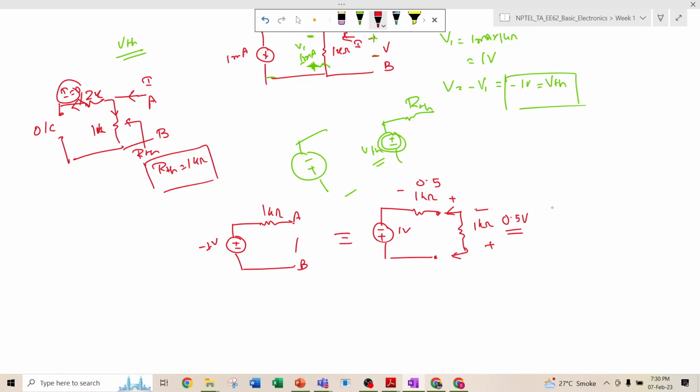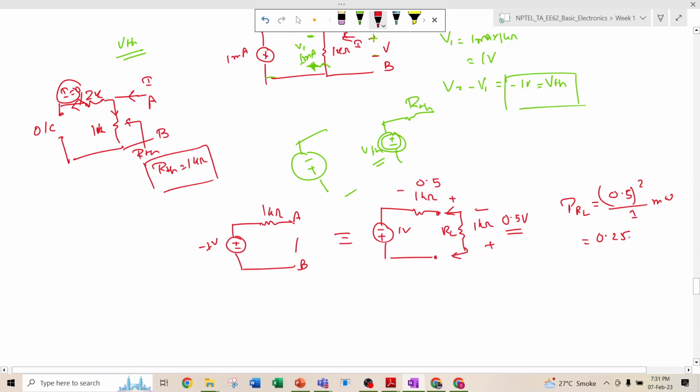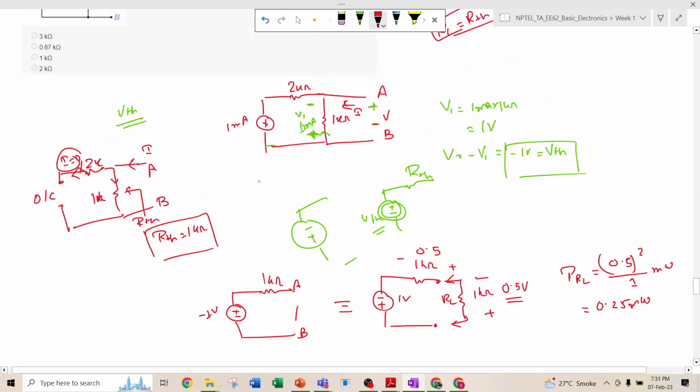So now the maximum power that can be delivered to this load RL will be V square divided by 1 kilo ohm. So it will be 0.25. Let me check once. Yeah, 0.25 milliwatt.